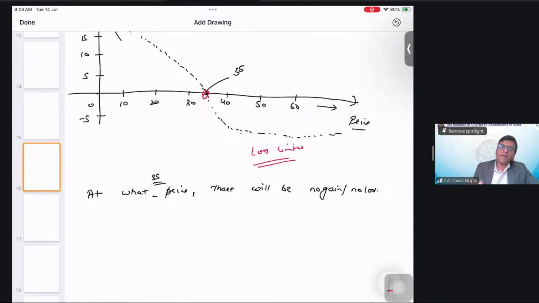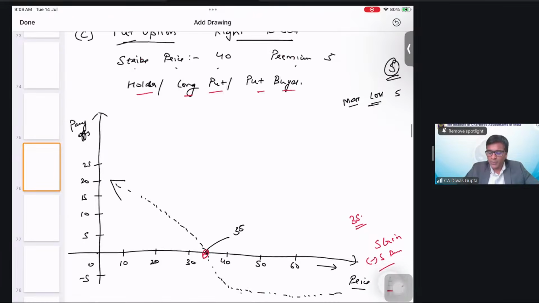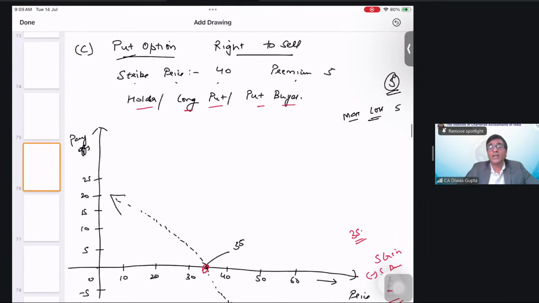So the lower the prices, the higher will be the gain. So 35 is the price at which there will be no loss, no gain. If 40 is the strike price, 5 rupees is the premium. So the moment spot price reaches 35, 5 rupees gain will come from the option execution and minus 5 rupees for premium. So 0 rupees the net gain or loss will be there. Clear? So this is the payoffs chart for the put option right to sell holder.